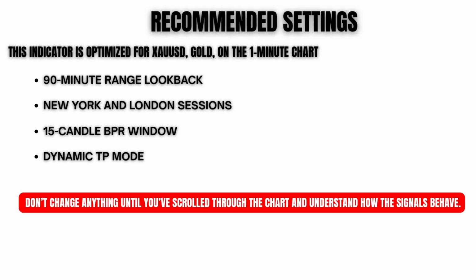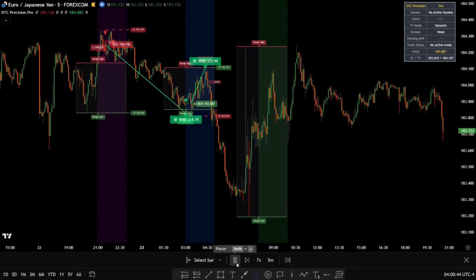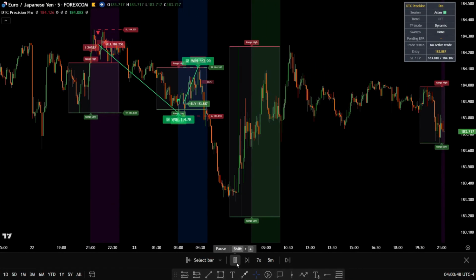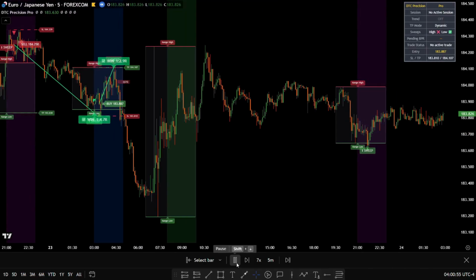For Forex pairs like GBP/USD, the same defaults work well. You might want to experiment with the BPR window. Some pairs form BPRs faster than others. It also works on 3-minute and 5-minute charts. The model is based on price structure, not a specific time frame. When you change time frames, the range lookback and BPR window automatically adapt because they're measured in candles and minutes.